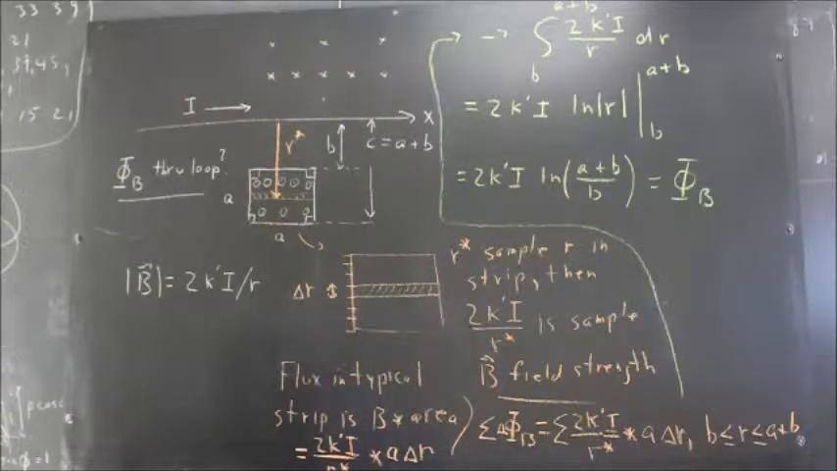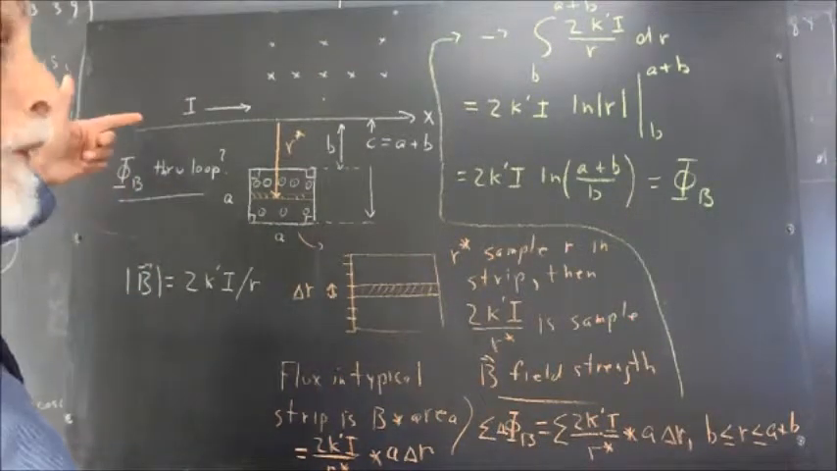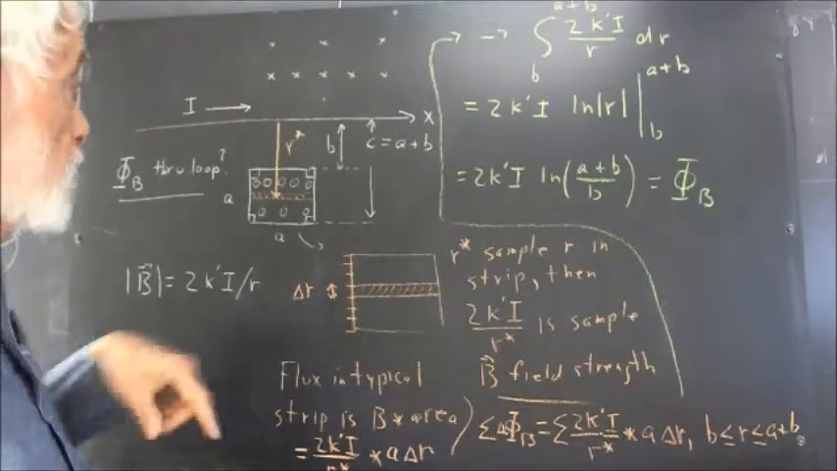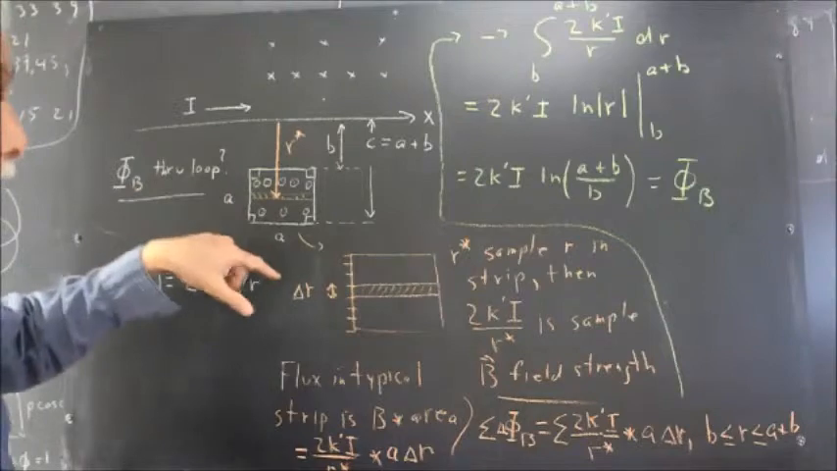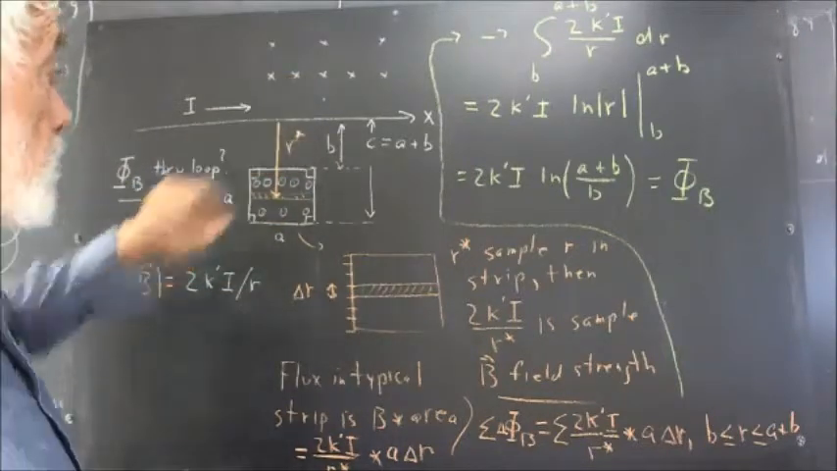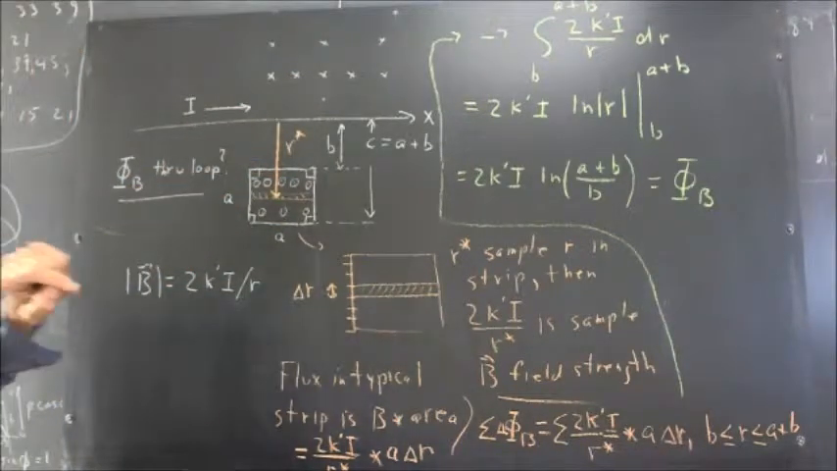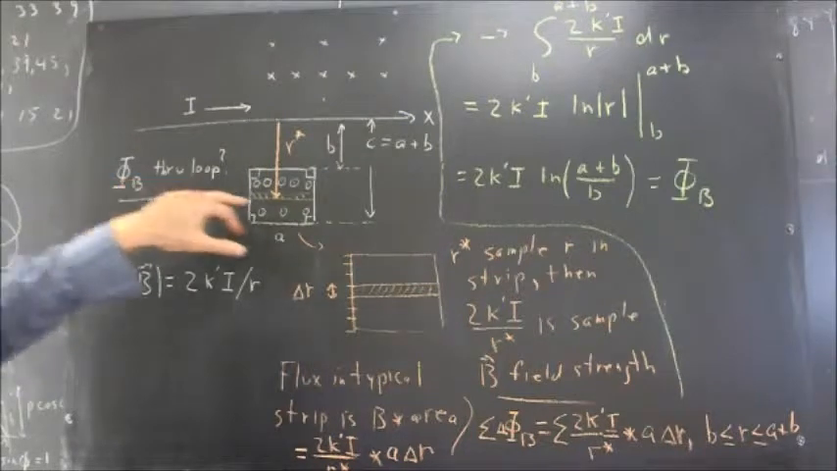Okay, a quick summary here. We have a current along the x-axis. We have a square loop with sides A at distance B from the axis, this distance being B. Then we want to find the flux through the loop.